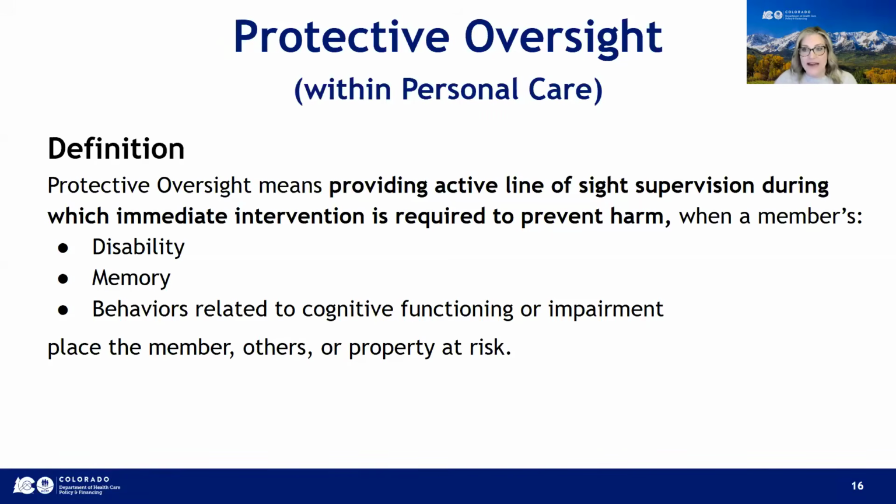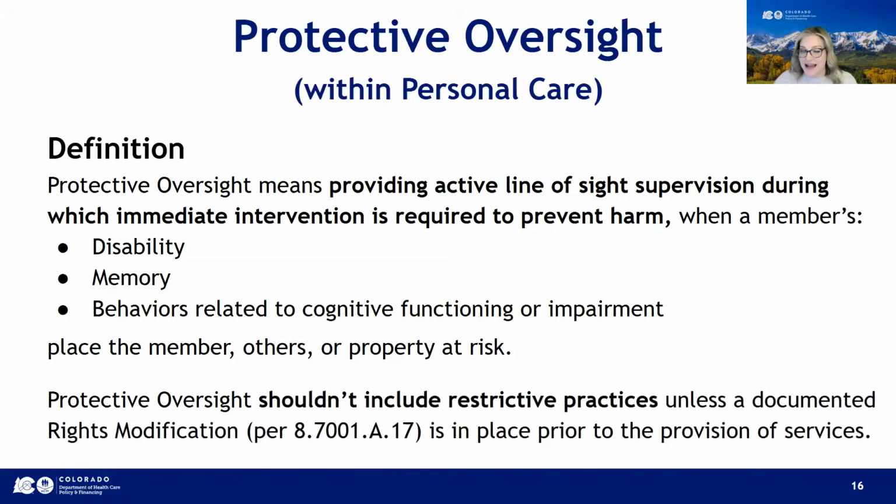Protective oversight means providing active line of sight supervision that requires immediate intervention to prevent harm. This is when a member's disability, memory, or cognitive functioning related behaviors or impairments place that member or others or property at risk. Protective oversight does not include and cannot include restrictive practices unless you have a documented rights modification in place prior to the provision of services. Remember, protective oversight is only a personal care task, and it cannot be authorized as health maintenance activities.